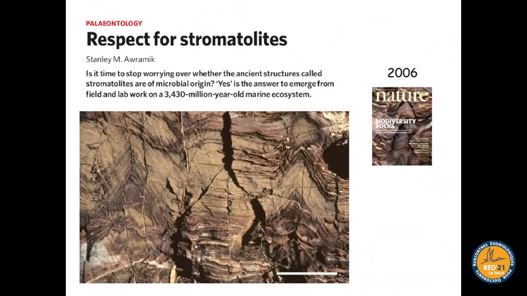The trace of life we all agree on is what we call stromatolite. A nice paper published a few years ago called for respect for stromatolites, because the structures are of microbial origin, and this is maybe a perfect target to understand how life evolved on the Archean Earth. So what is a stromatolite? A stromatolite is a rock that is formed through the activity of microbial consortia.